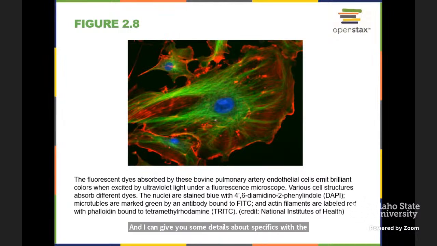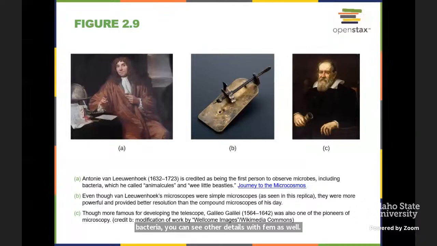When we think about bacteria, there are differences that we can utilize, and we can differentiate bacteria based off of how they're growing. We talked about before positives and negatives for the bacteria. You can see other details with them as well through some fluorescent staining, which I think is pretty impressive.